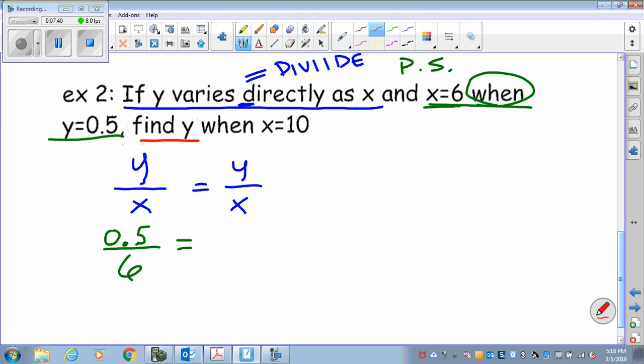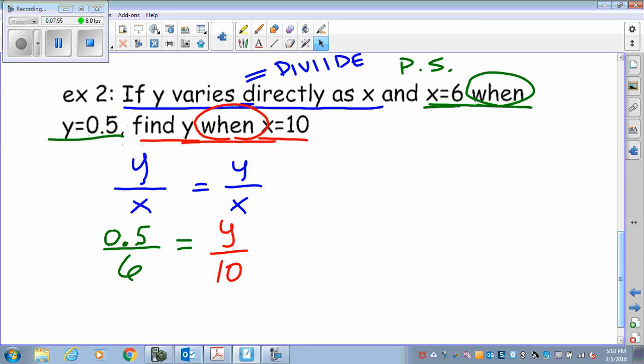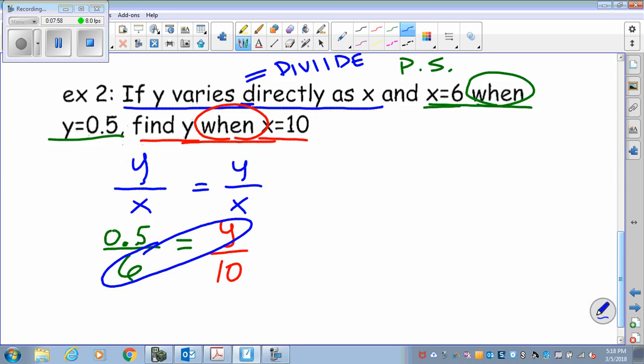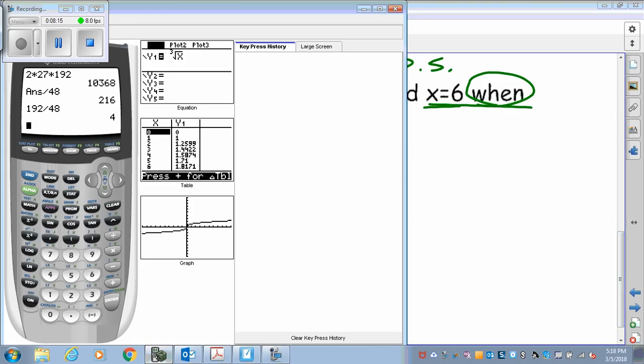And then it says find y, so I don't know y, so I'll just put in a y, when x equals 10. All right? Again, there's my connector. Those go together. And then now I'm going to cross multiply 6 times y. All right, for a proportion, this is my mean, and these are my extremes. The means always equal the extremes. And then 0.5 times 10. I'll do that on my calculator, so I'll do 0.5 times 10. And I get 5.